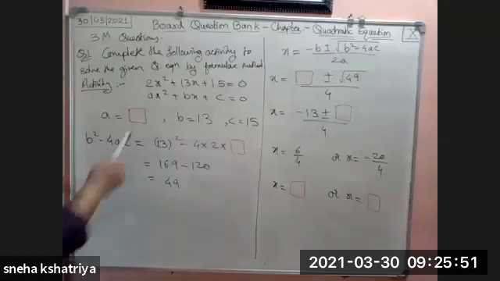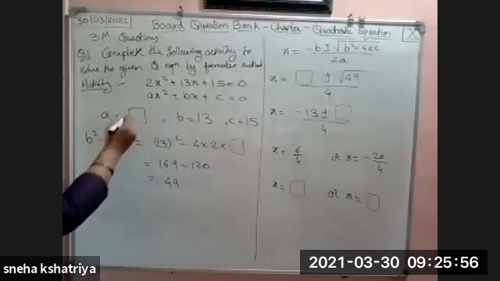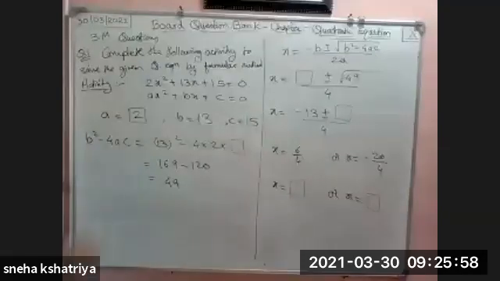Okay. So very first thing, compare. We find the value of B, we find the value of C. What will be the value of A? By comparing, you will get the value of A is 2.